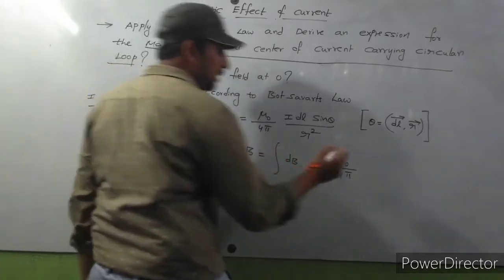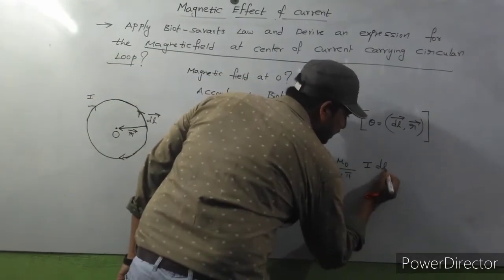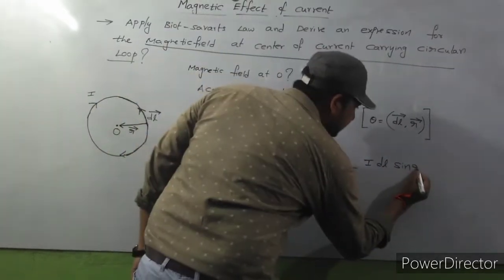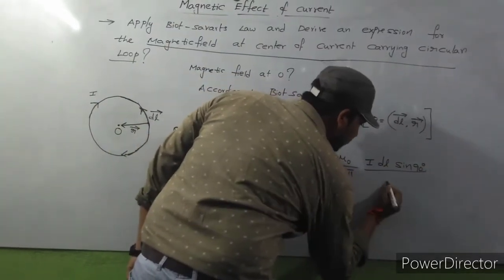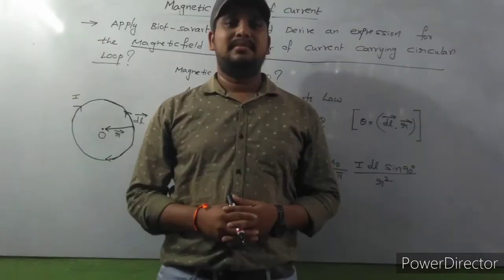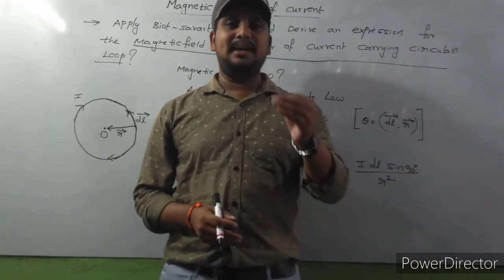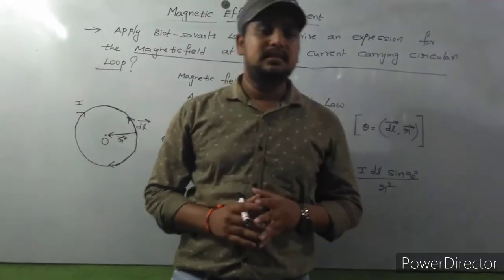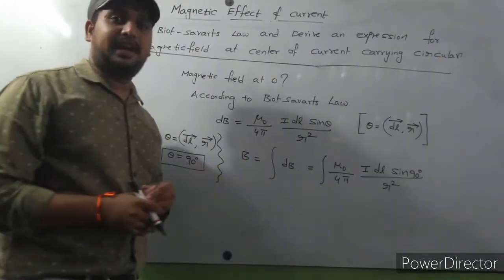μ0/4π I dl sin θ. Theta value is what? 90 degrees. Theta is 90 degrees, by r squared. Well, continuing my lecture on the chapter magnetic effect of current. So observe the derivation carefully.